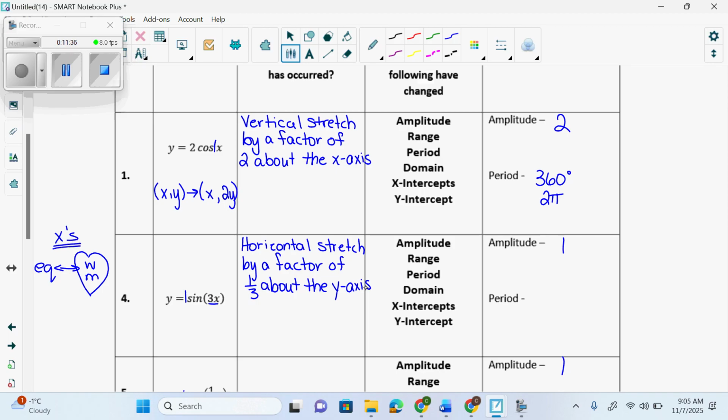So the period was 360 degrees. The period was 2 pi. I am now multiplying by what? 1/3. So I go 360 degrees times 1/3, and I get 120 degrees. It got smaller. That's wrong. Oh, wait. When I multiply by 1/3, it's the same as dividing by 3. So it is getting smaller. And then 2 pi times 1/3 always throws people off. This is the easiest one. It's just 2 pi over 3.